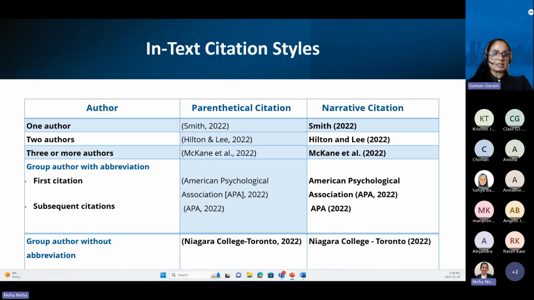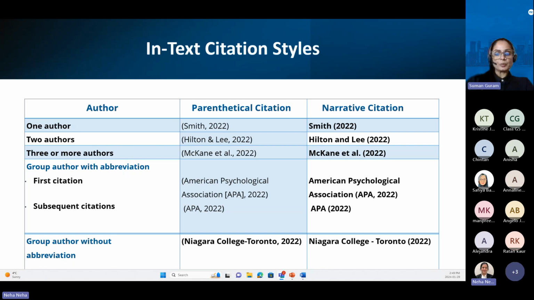So these are some various citation styles depending on how many authors wrote the original work. For one author, we have parenthetical citation and narrative citation. For one author, we put the author's last name for parenthetical citation, sorry, in brackets, and we separate it by a comma and then we include the date. For a narrative citation, we include the author's name, and then we only include the year in parentheses. For two authors, it would be Hilton and Lee, comma, the year. And then the same thing for a narrative citation.